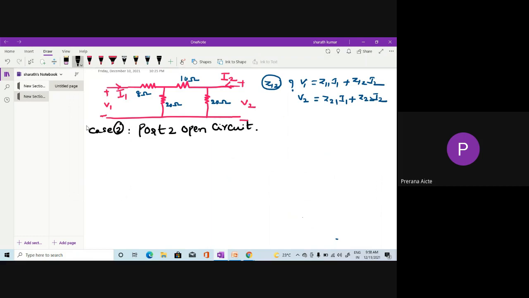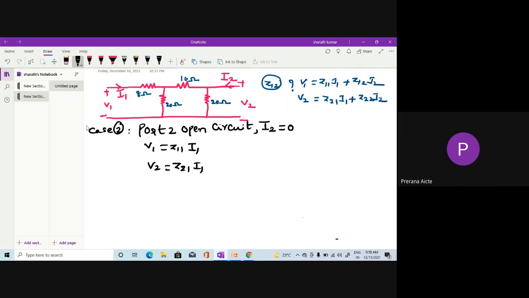Port 2 open circuit, nothing but which value is going to be 0? I2. Yes, obviously I2 is equal to 0. Why? Because in open circuit, current is going to be 0. So if current is going to be 0, what are the equations which we have now? V1 is equal to Z11 I1, and I2 is going to be 0, right? So V2 is equal to Z21 I1.